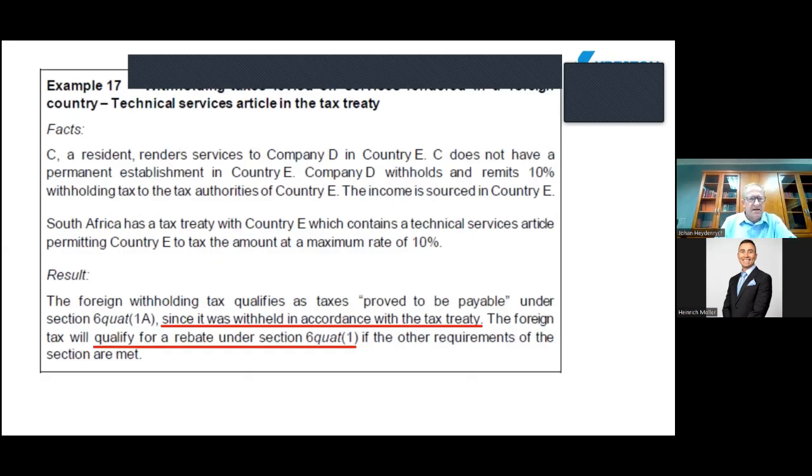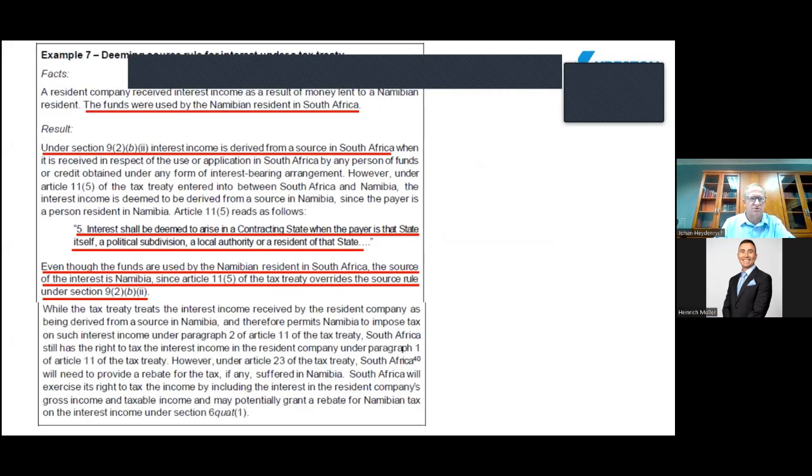All right. C, a resident renders services to company D in country E. So C does not have a permanent establishment in country E. Company D withholds and remits 10% withholding tax to authorities in country E. The income is sourced in country E, so it's foreign source income. So South Africa's tax treaty with country E contains a technical services article permitting E to deduct it at 10%. All right. So the foreign withholding tax qualifies as amounts proved to be payable since it was withheld in accordance with the treaty, and therefore you can get your rebate for the full amount, obviously subject to the limitation.